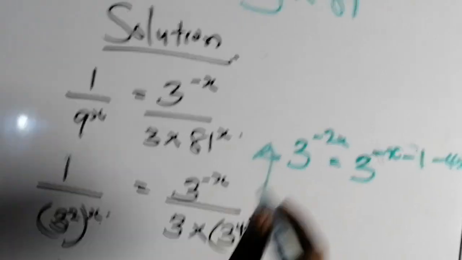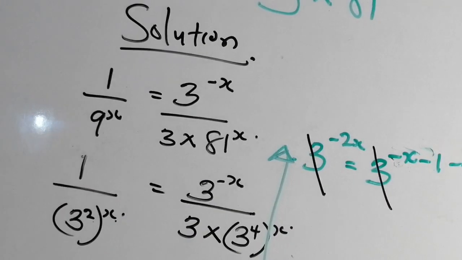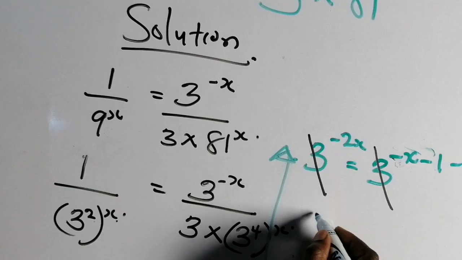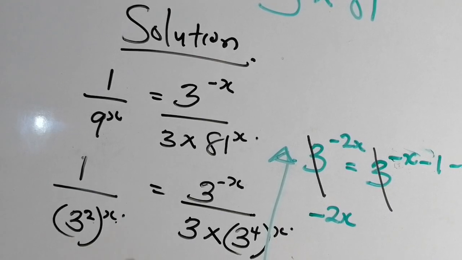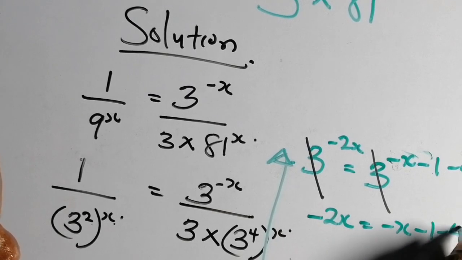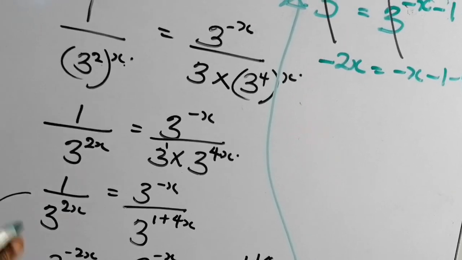It should be clear. So now you can cancel 3 here. Okay, 3 will cancel 3. What will you now do? You now bring down the power. So you now have minus 2x because we are looking for x and it's at the power. So it's the same thing as what? Minus x minus 1 minus 4x. Do you see now? Bring all x together and leave non-x.